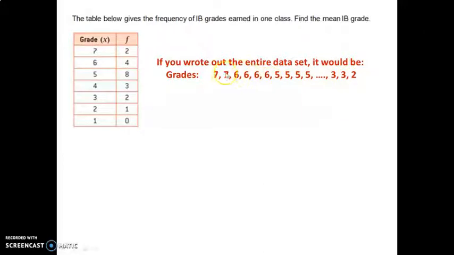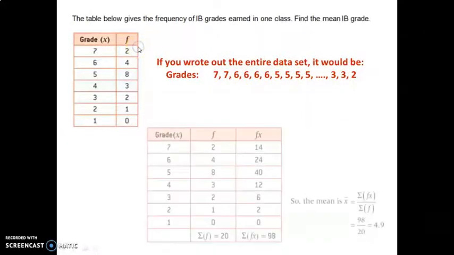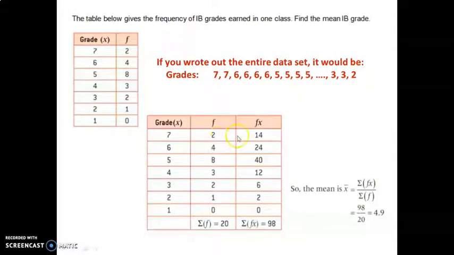So if you're finding the mean, you want to add all those up and divide by the number you have. How can we shortcut that whole thing, right? We can do 7 times 2, and that gives us 14. And we can do 6 times 4, which gives us 24. Because, again, 7 times 2 is the sum of these two, and 6 times 4 is the sum of these. And 5 times 8 is the sum of all those 5s. So these are the sum of all those values.